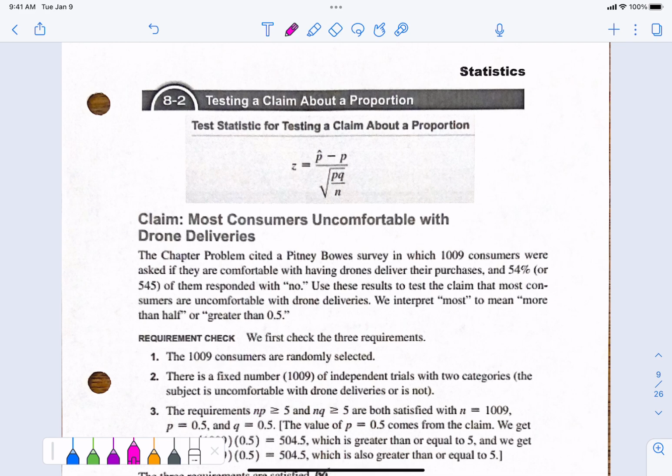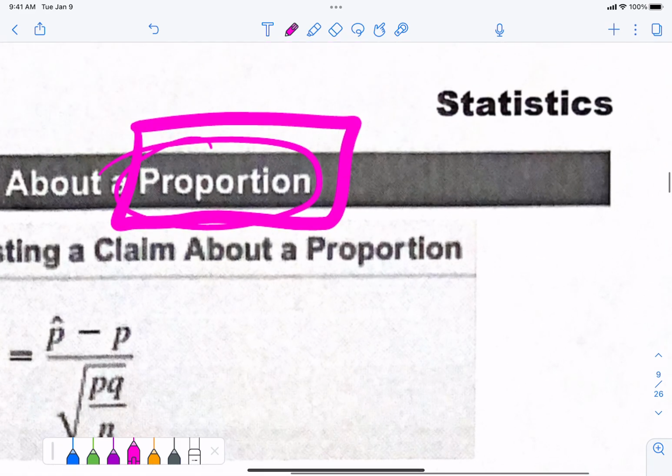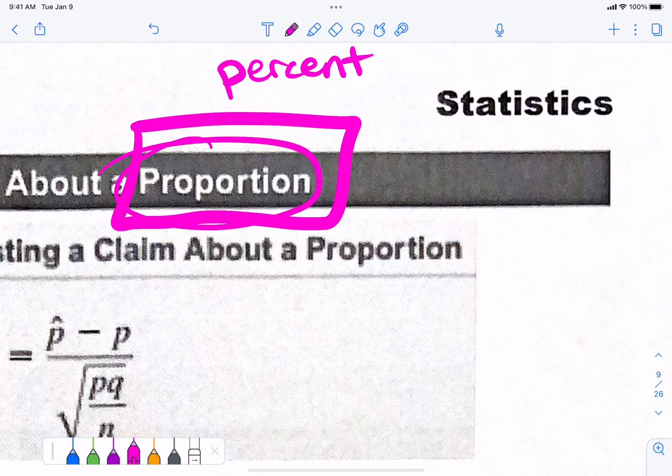We are testing a claim. Underline these words: testing a claim about a proportion. Actually, just circle the word proportion. So we know what we're doing. Proportion is P's or percentages. Percent. Proportion, P, percent. That's what we're looking at. We're not doing means yet.